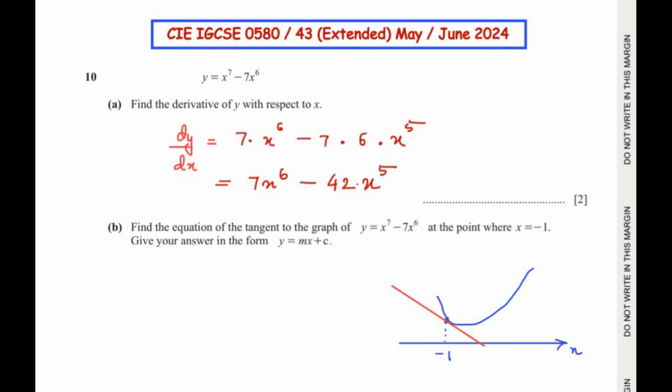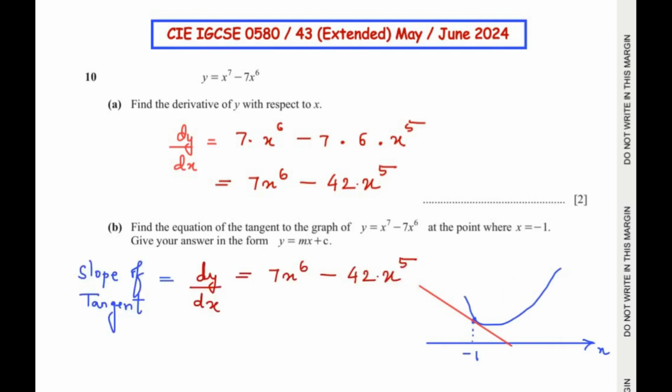So let me rewrite this equation. Now remember that whenever you are finding the dy by dx equation, the dy by dx represents the slope of the tangent, or gradient of the tangent. Here in the question they have mentioned that at x equal to negative 1, the tangent touches this curve. So we are just going to plug in the value of x equal to negative 1 in this dy by dx. Let me substitute over here.